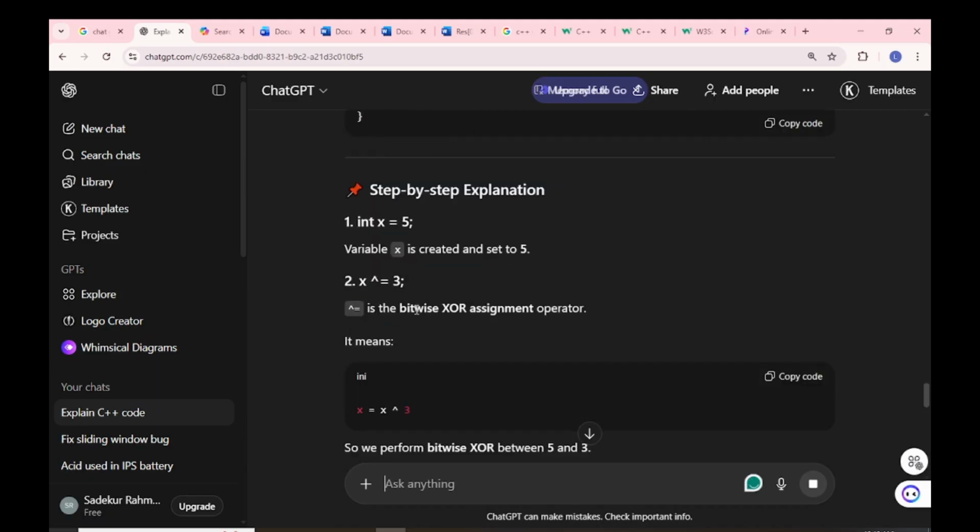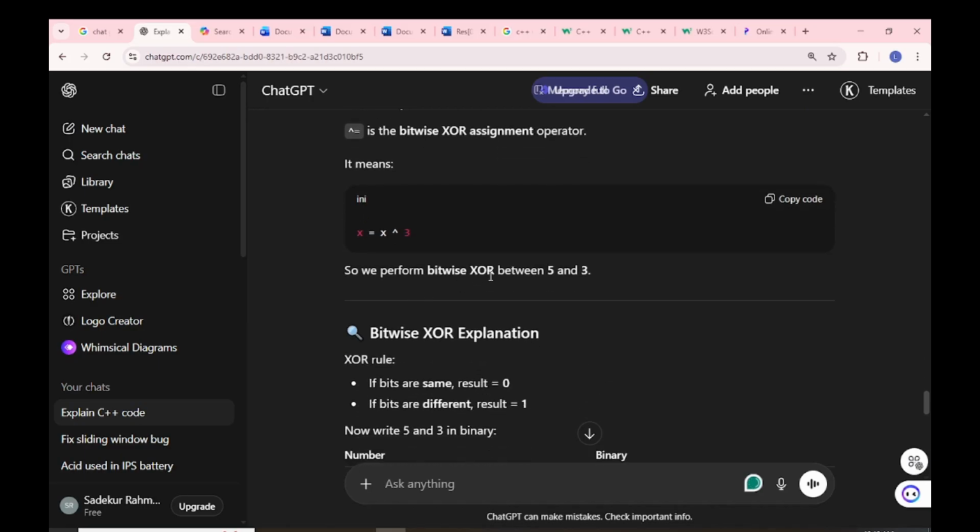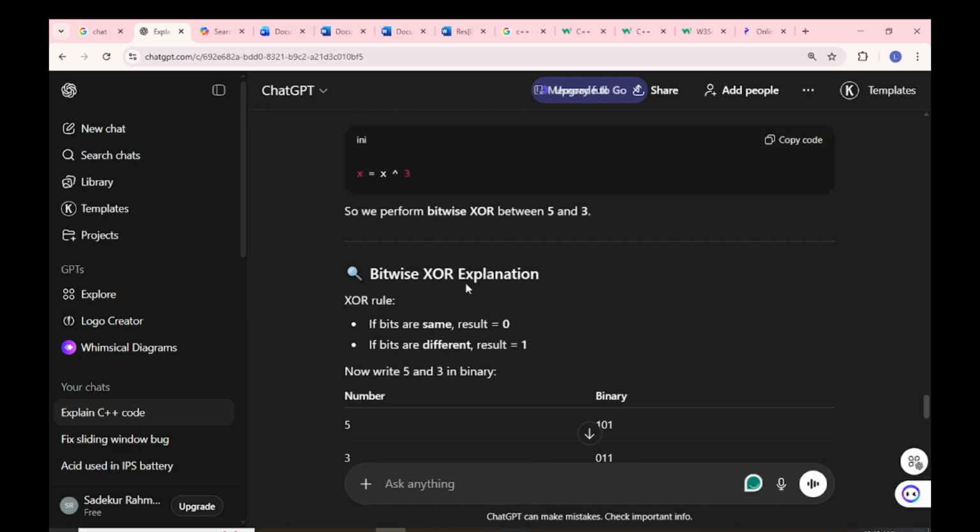Assigning x equal to 5 variable. Okay, x, it is bitwise exclusive or, right? Assignment operator. Okay, so we perform bitwise exclusive or between 5 and 3.